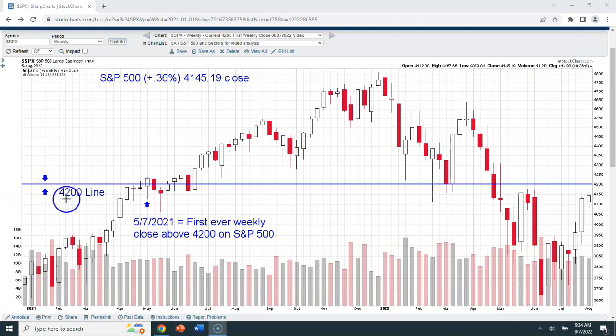Now, let's start off with this 4200 line, this blue line here, okay? So what's important here, guys, is the first time that the S&P 500 ever traded above 4200 was back on May 7th of 2021.